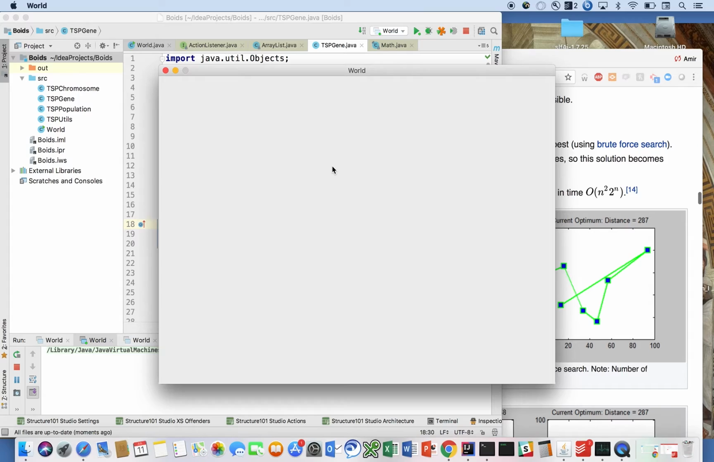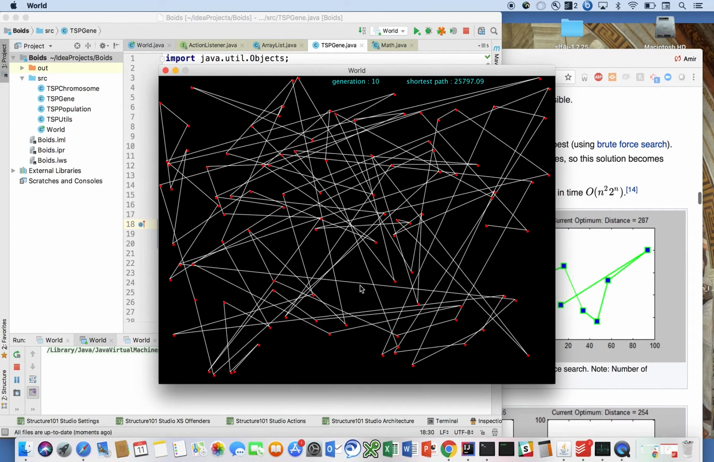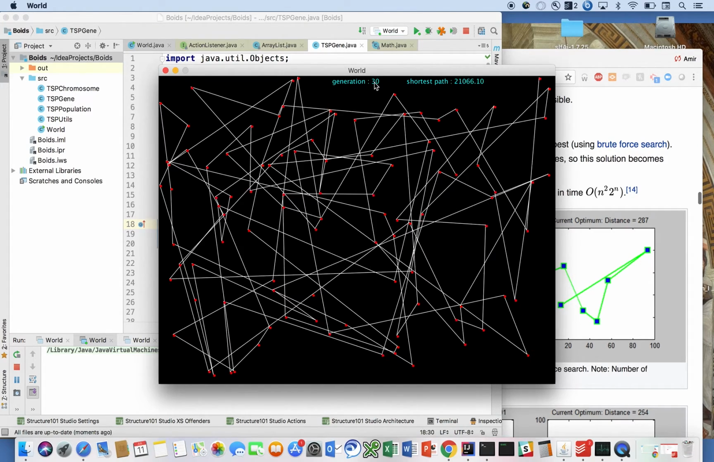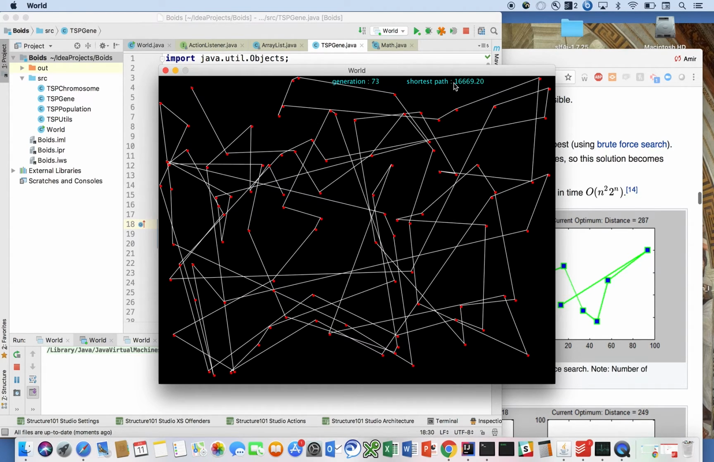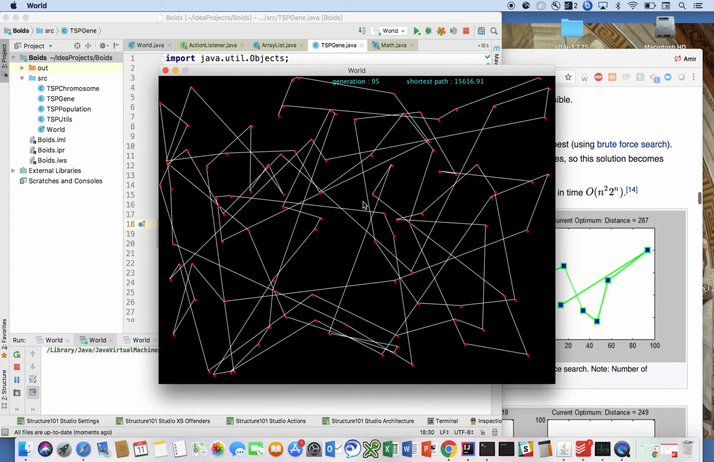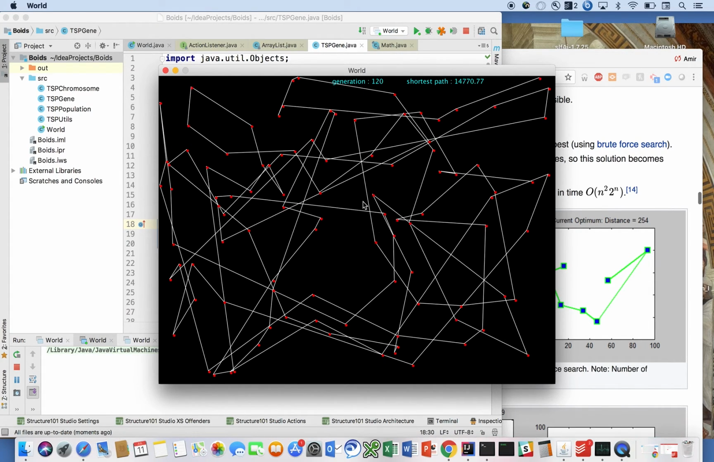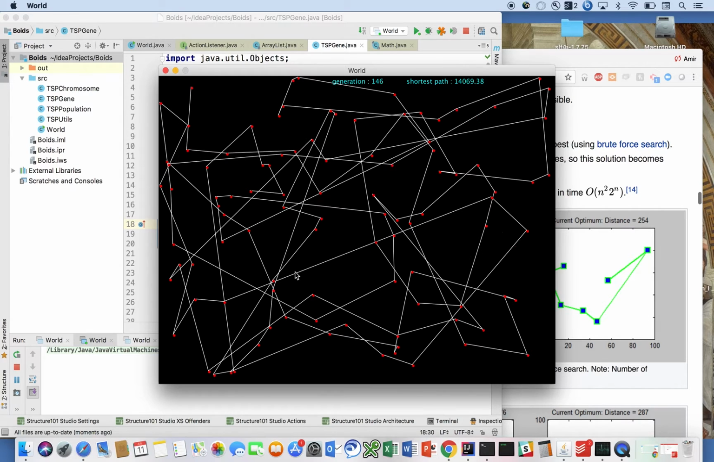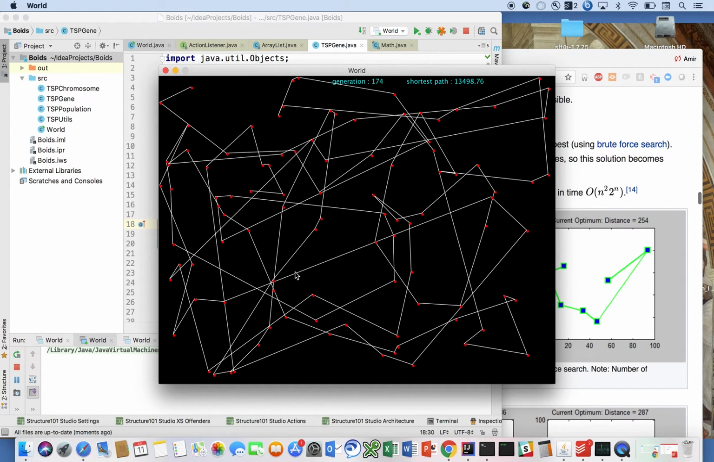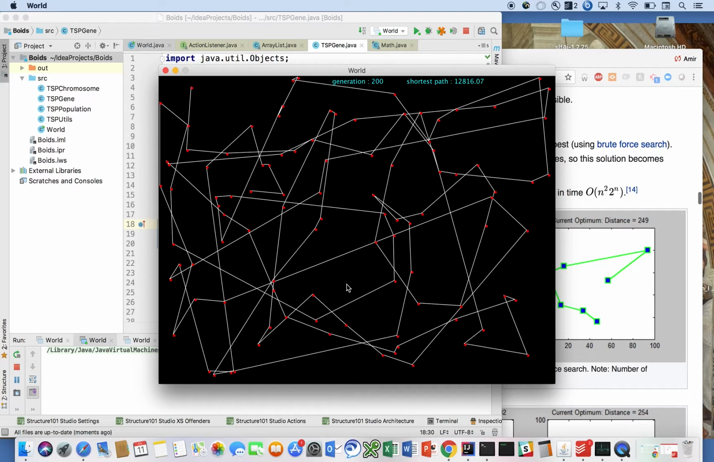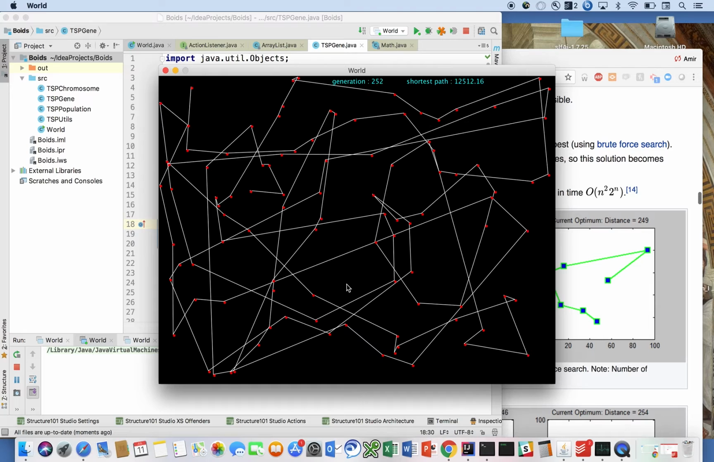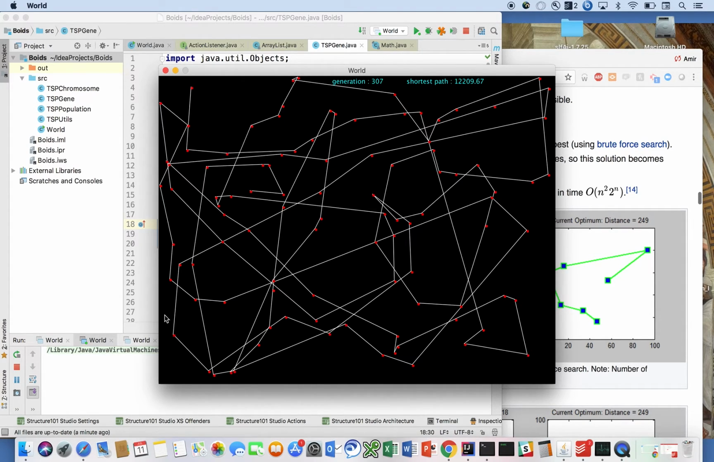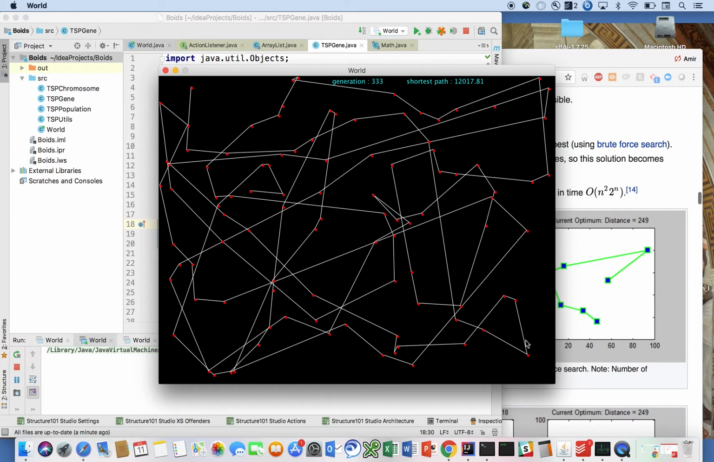So let's run it. And here you can see we are running through the generations and the shortest path that we've found so far. That's what we're showing you here at the top. If you run this program long enough, you will find that the path will quickly start to get ironed out, and you'll be able to visually tell that it's improving over time, right? That you're not making inefficient moves by zigging and zagging across the screen.